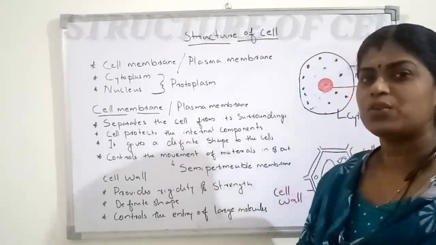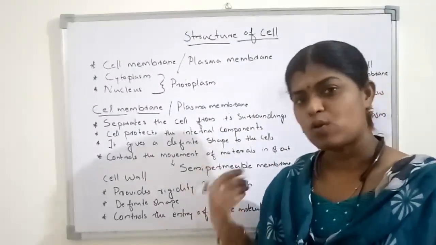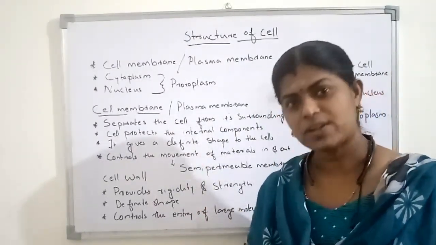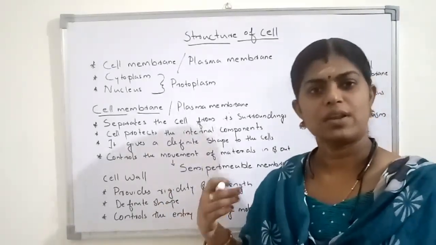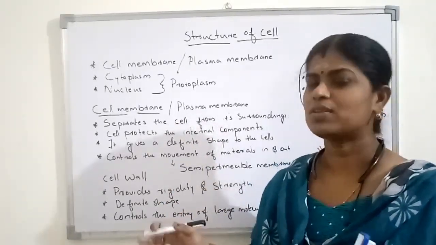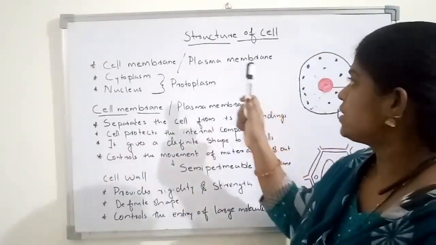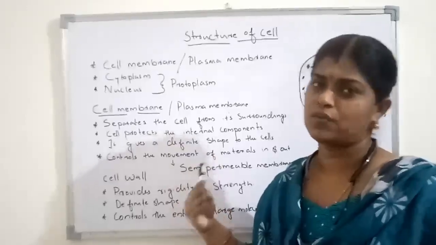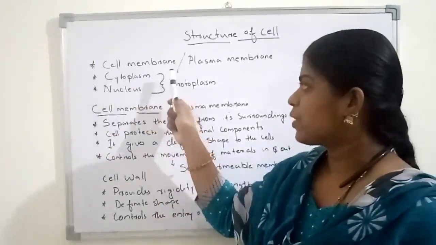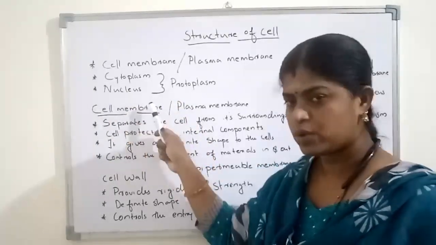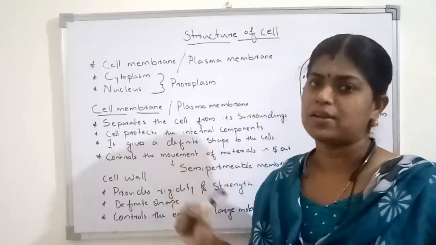Hello students, today our topic is cell structure. We have already studied what a cell is, the definition of a cell, the types of cells, and who discovered cell theory. Now we are going to look at the major components of the cell, how the cell is made. Cell membrane, cytoplasm and nucleus are the three major components of a cell.